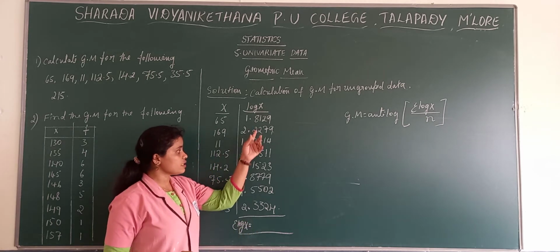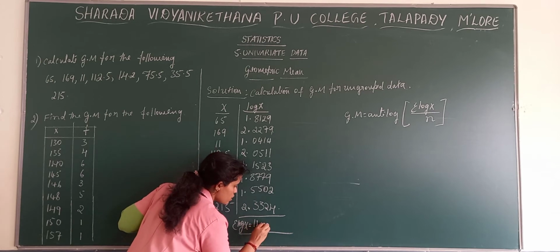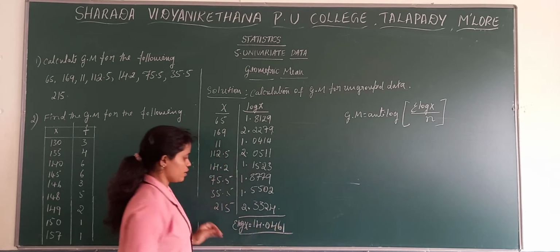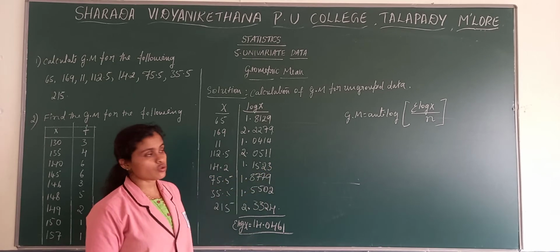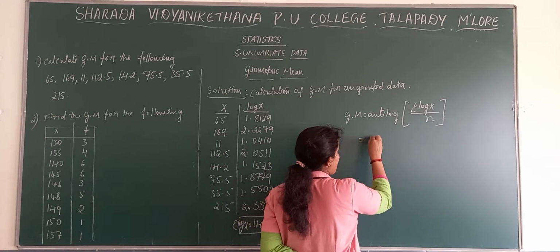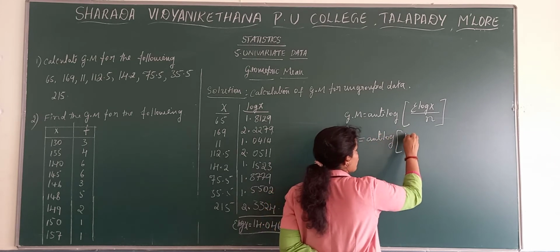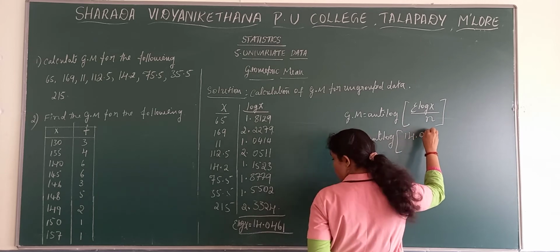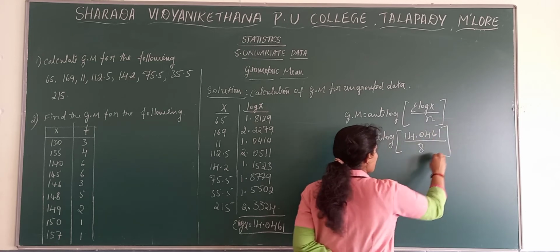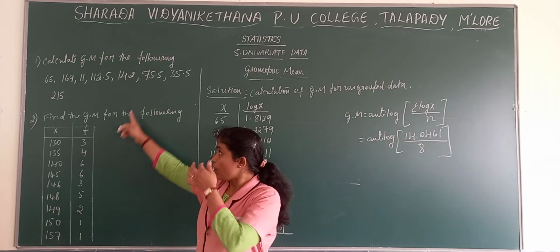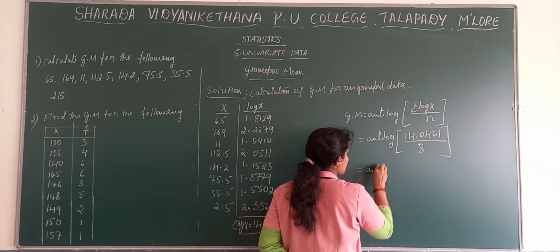Now when you total these values, you get 14.0461. Now substitute in the formula: antilog of 14.0461 divided by the number of observations, which is 8. How many observations? 8 observations. Now divide it.